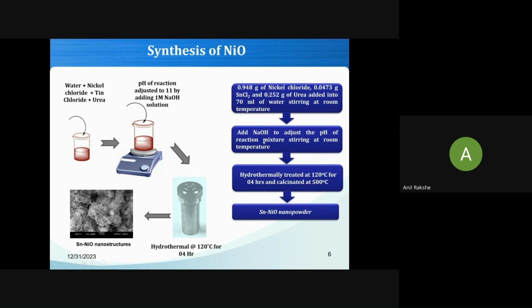This whole mixture is transferred into a Teflon hydrothermal autoclave, which is heated at 120 degrees Celsius for around 4 hours. Then the obtained solution is centrifuged and washed with distilled water and ethanol 4 times, and then the precipitate is dried in the oven, and that same powder is calcinated at 500 degrees Celsius. This is an image of one of the samples which I have got.